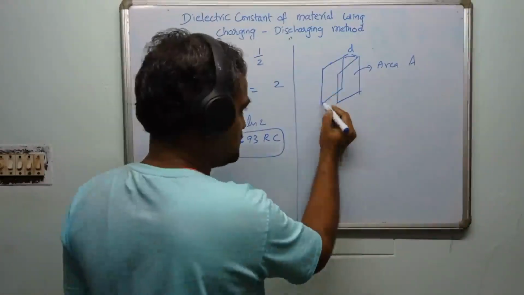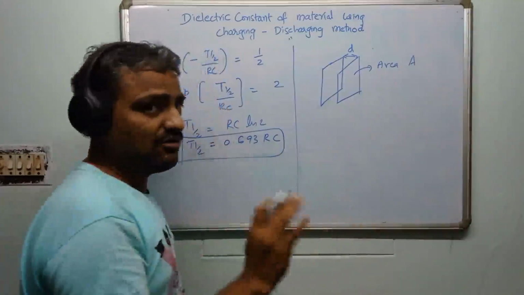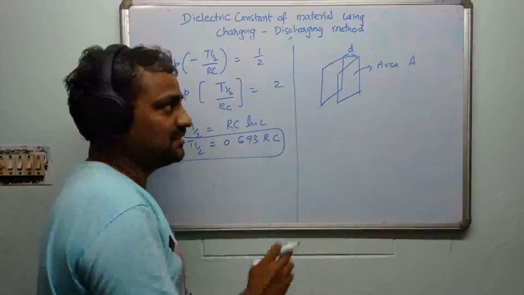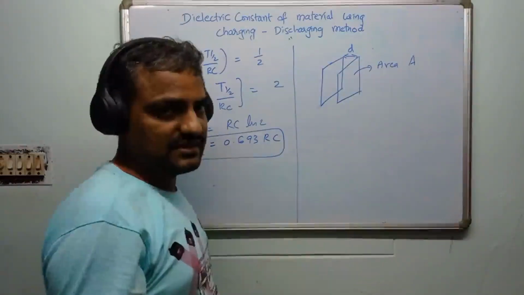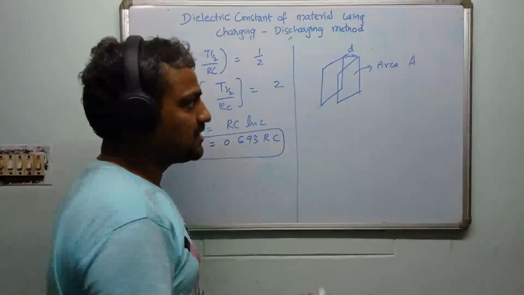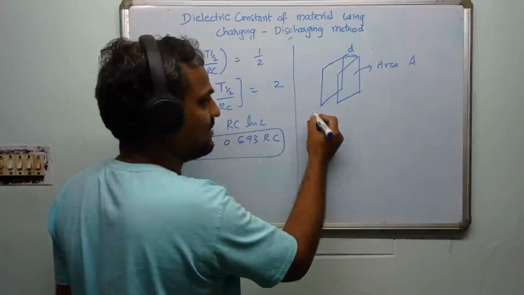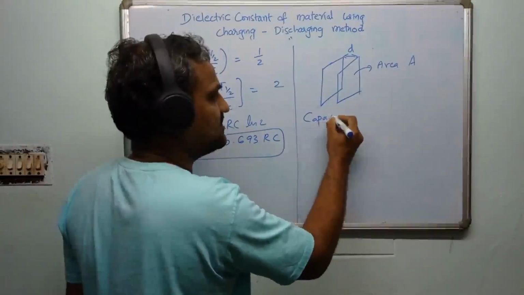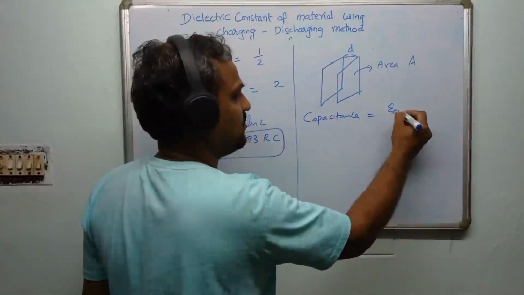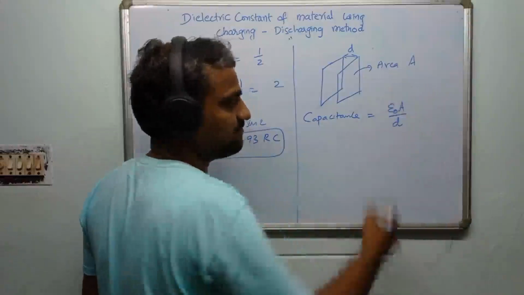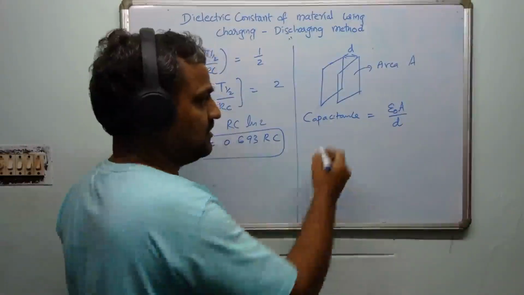So the capacitance of this capacitor with air or vacuum as the dielectric medium. You can see here these two plates are separated by some distance and nothing is there, meaning vacuum or air. So with air or vacuum, the capacitance C of this parallel plate capacitor is equal to epsilon 0 A divided by d. This is with air.